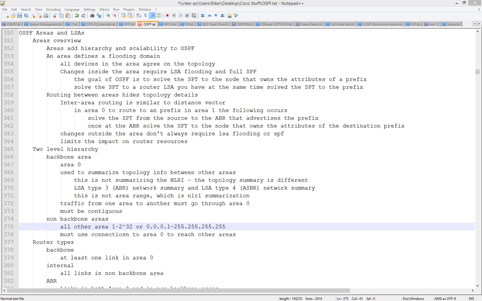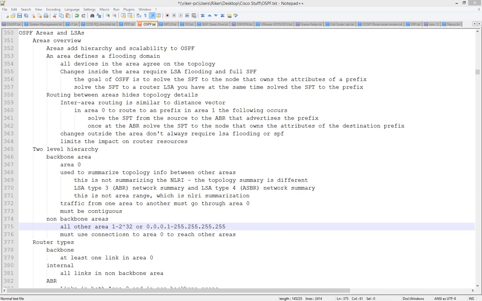So the area range allows you to filter on a particular prefix or a range of addresses, whereas when you're dealing with topology summarization, you're dealing with the routes that are the rest of the network being advertised to you from the ABR. So traffic from one area to another must go through area 0. It must be contiguous. So area 0, the backbone, needs to be there.